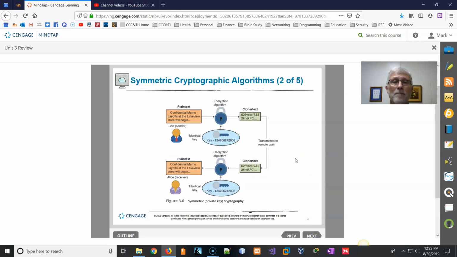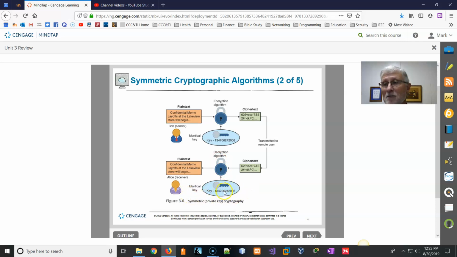But basically, what do I have? I've got my plain text, I've got my encryption algorithm, and here's my key. The key is identical on both the transmission and the receiving end. So the private keys are identical. Now, what do you think the risk is of these? How private do you think they are?